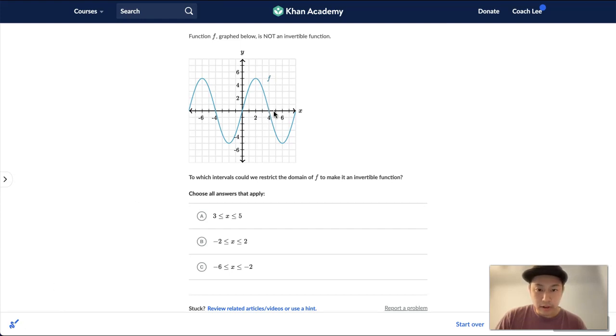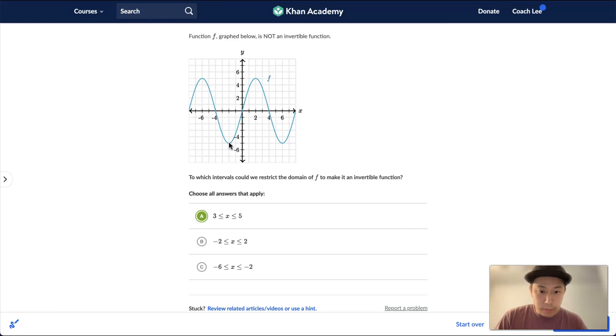Between 3 and 5 is here, so it's going to go approximately from here all the way to here. Okay, it's just this little sliver. If I restricted this whole function to just this section, then we should be good. It passes the horizontal line test. Next one, -2 to 2. -2 is all the way here, all the way to 2 here. So I think we're good.